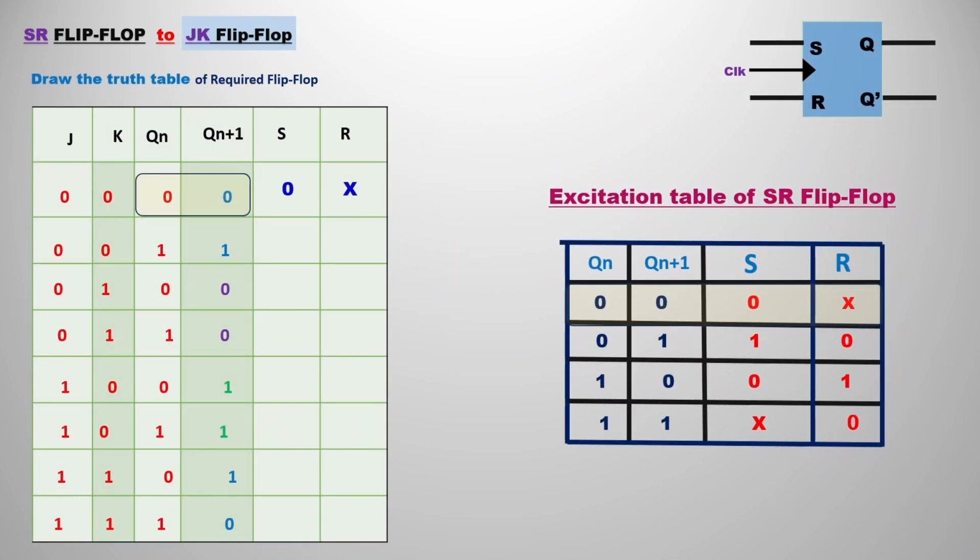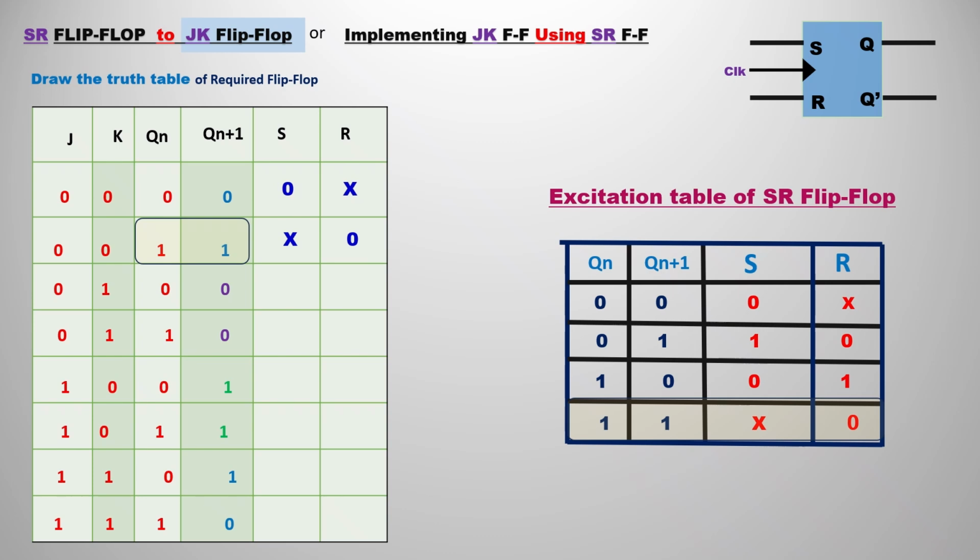Now we are going to fill this truth table of the JK flip-flop so that we can obtain the S and R expressions. If you observe Qn plus 1 in the JK flip-flop truth table, we are going to compare that with the excitation table of SR. If you observe Qn to Qn plus 1 as 0 0, that corresponds to 0 don't care for SR, so just fill it directly in the JK flip-flop truth table. In the same way, for the next case, Qn to Qn plus 1 as 1 1, that corresponds to don't care 0, so directly fill S and R as don't care 0 in the truth table.